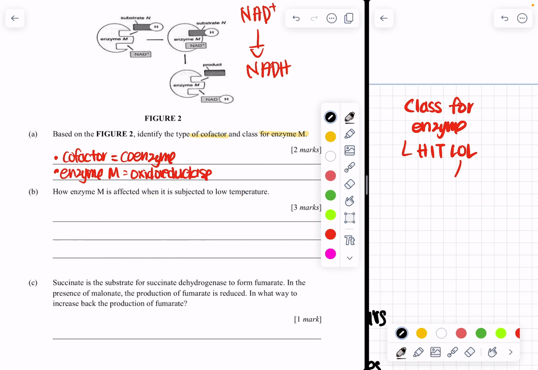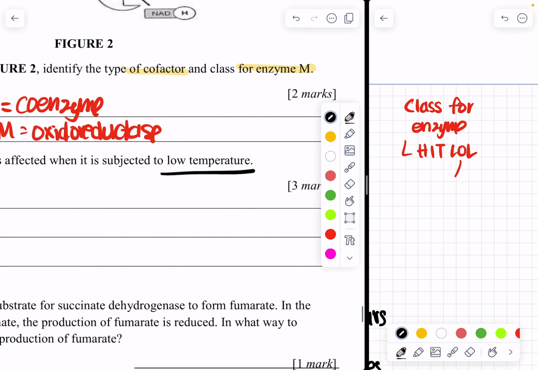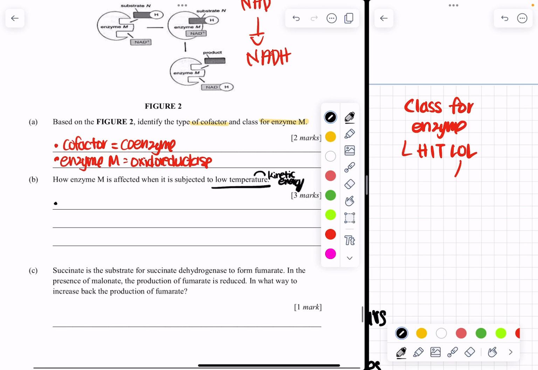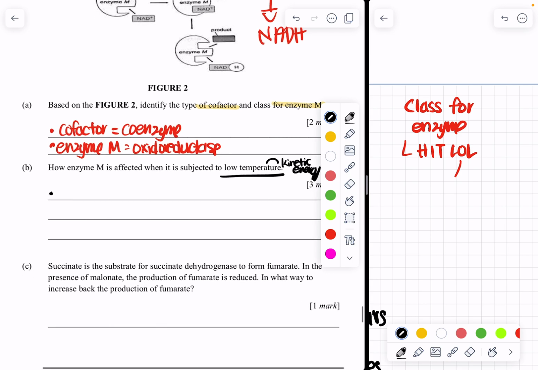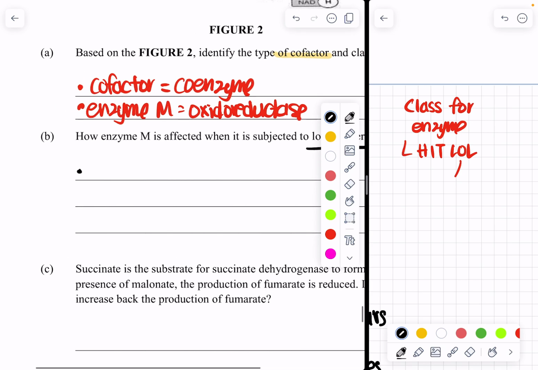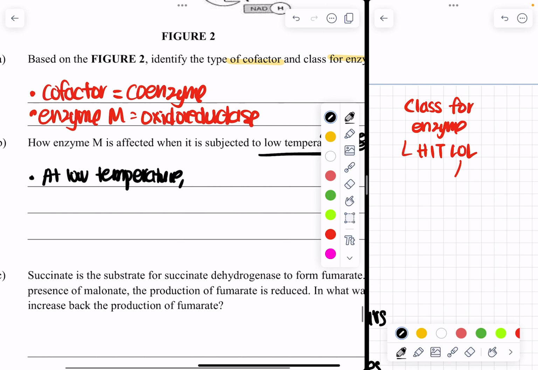3 marks. So you have to remember how to explain this phenomenon, low temperature. Remember, when it comes to temperature, we are talking about what? Kinetic energy. Yes, good, kinetic energy. So, enzyme M is affected when it is subjected to low temperature. What happened to the kinetic energy at low temperature? The kinetic energy is low.